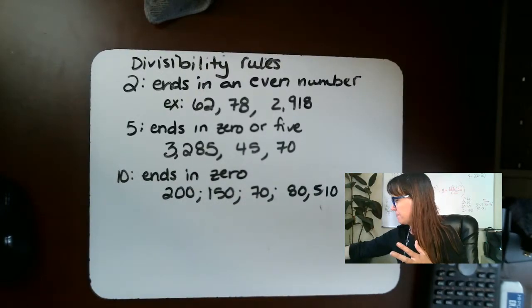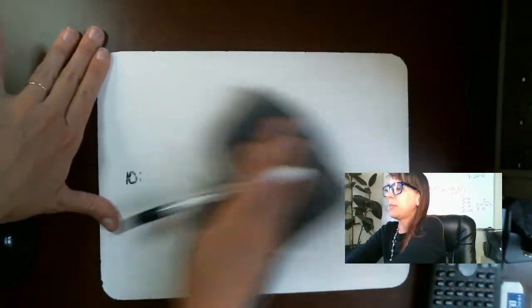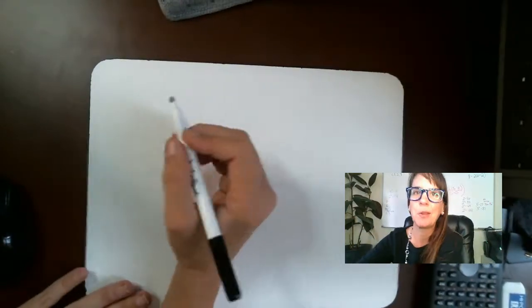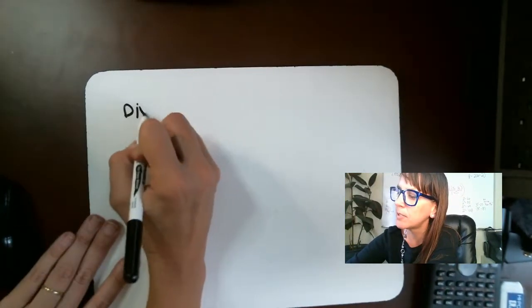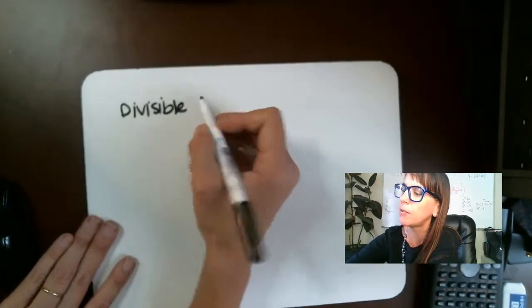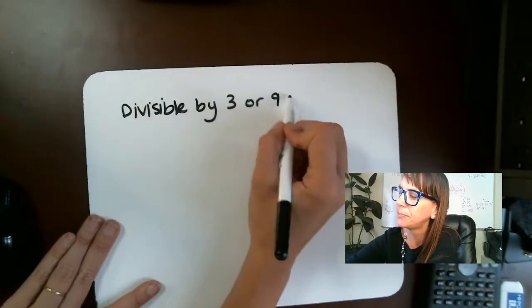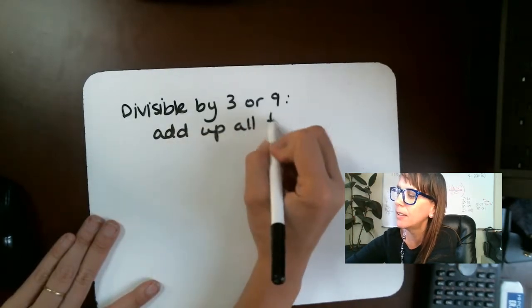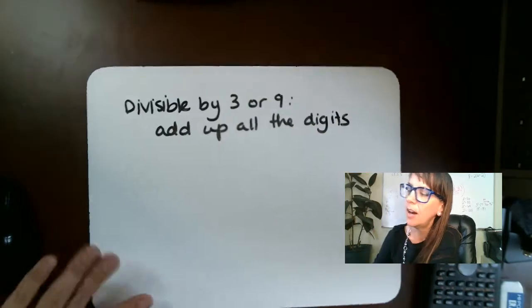These are my favorites, okay? 3 and 9. How do you know if something is divisible by 3? Let me write this so you have some good notes. Divisible by, not 4, by 3 or 9: add up all the digits. So you're going to add up all the digits.